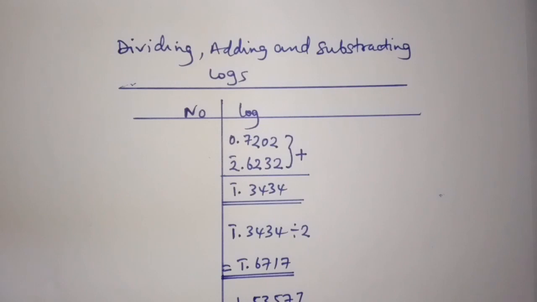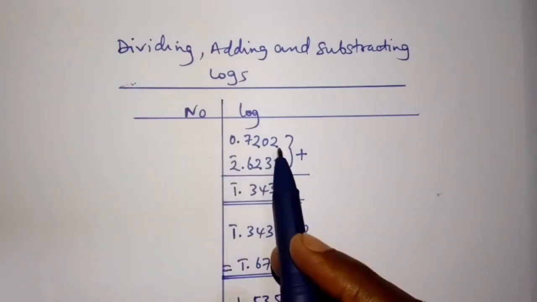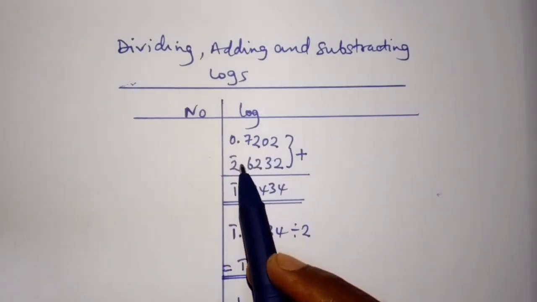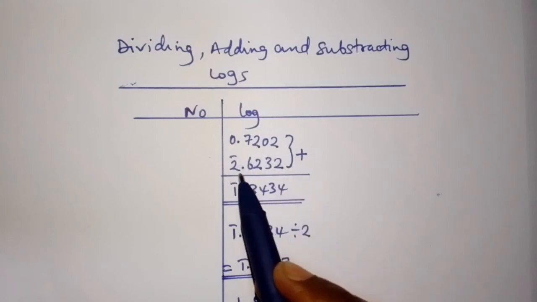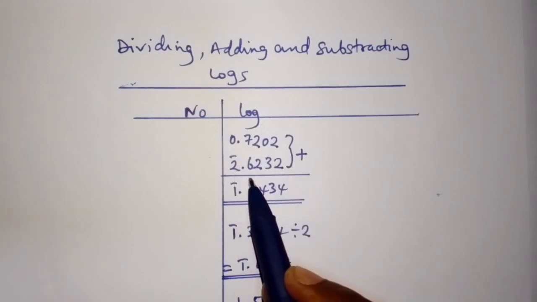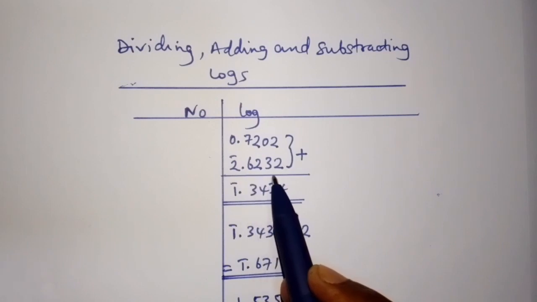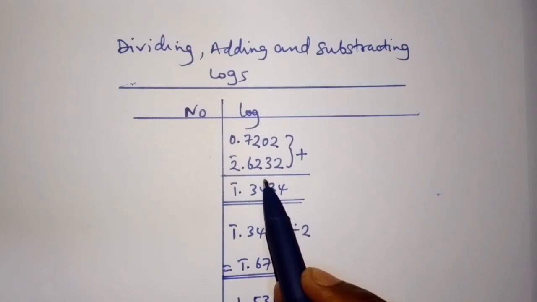Dividing, adding and subtracting logs. Number log 0.7202 plus bar 2.6232. How do we add it?